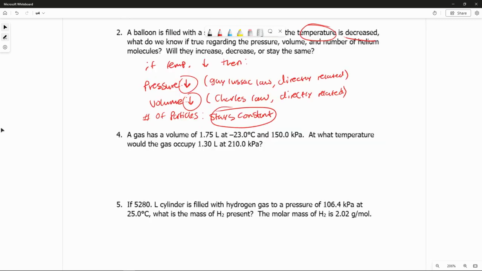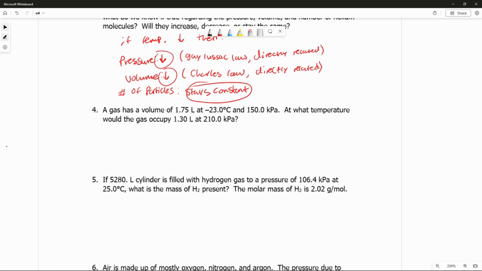Let's try number 4. It should be number 3, but we'll call it number 4. A gas has a volume of 1.75 liters at negative 23 degrees Celsius and 150 kPa. At what temperature will the gas occupy 1.3 liters at 210 kPa? So, we have to figure out all of our variables. We have volume, temperature, and pressure. We also have volume, pressure, and we're looking for temperature.